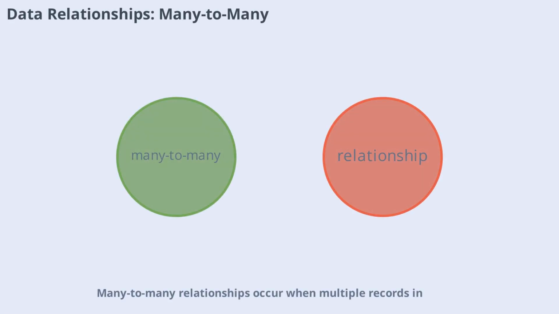Many-to-many relationships occur when multiple records in one table relate to multiple records in another. For example, students can enroll in many courses and each course can have many students. These relationships are managed using junction tables, which help keep data organized and accessible.